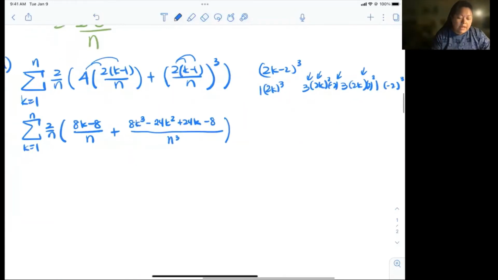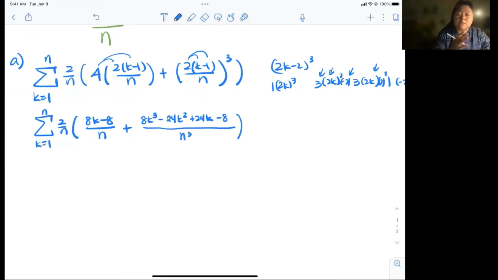Okay, all right, so now what you want to do is you want to go ahead and split these up into individual fractions. Kind of weird, I know, our usual case is 1 fraction, but in here you actually want multiple fractions. So I'm going to do 2 things at the same time. I'm going to split this into 2 fractions, 8k over n minus 8 over n. Also distribute the 2 over n to every single term, okay? So let's go ahead and see how that goes.